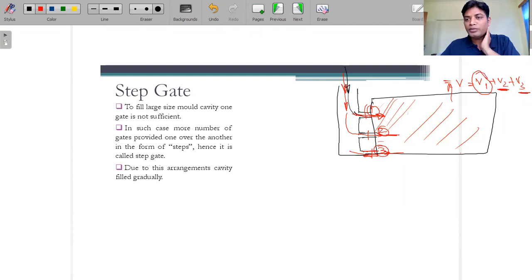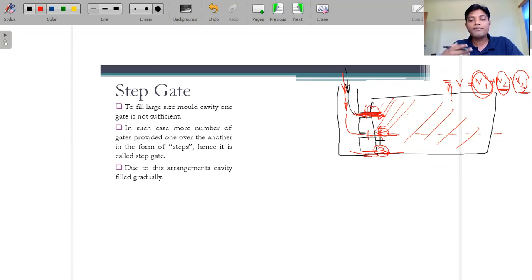Whatever volume is filled by the first gate should be treated as a top gate, right? And if we take it into the center, the volume V2 is filled by the parting gate. Because here it's a kind of bottom gate and top gate, both we are using. The amount V3 filled by the bottom gate is calculated using the formula for a bottom gate. So that is a kind of step gate we can use.